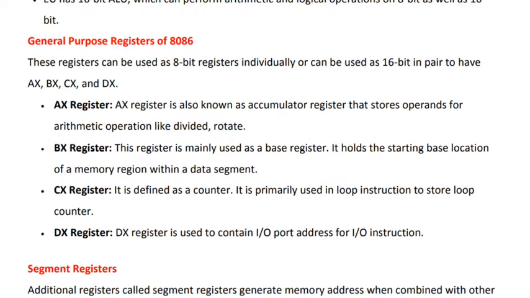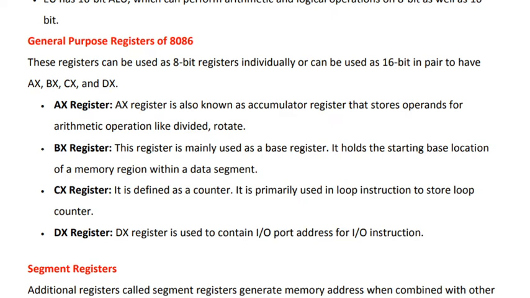Now the general purpose registers. There are 4 general purpose registers, namely AX, BX, CX, and DX, which can be used as 16-bit registers or as 8-bit registers depending upon the requirement of the operation. So we have AH, AL, BH, BL, CH, CL, and DH, DL as the 8-bit representation of AX, BX, CX, and DX respectively. Now the AX register, which is also known as the accumulator, is used to store operands during arithmetic and logical operations.